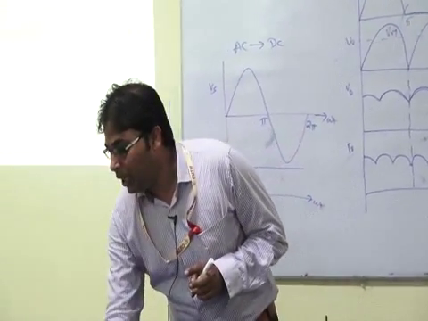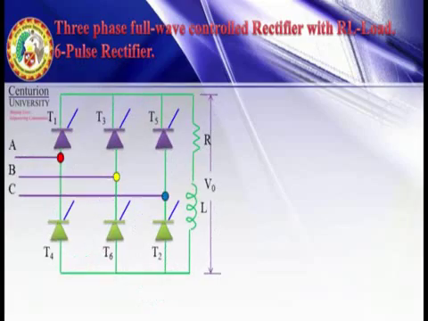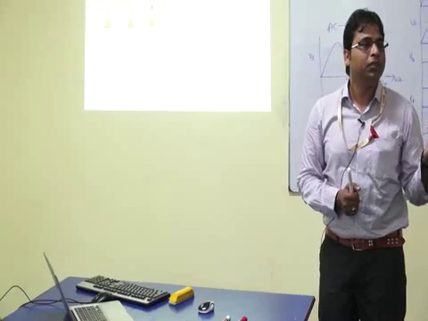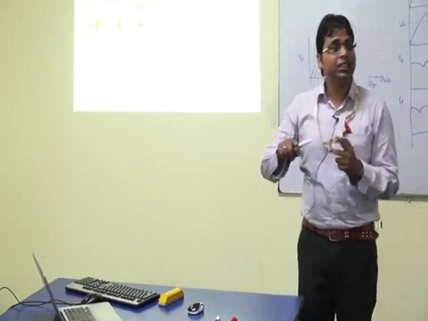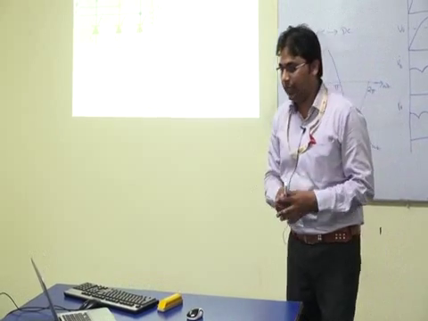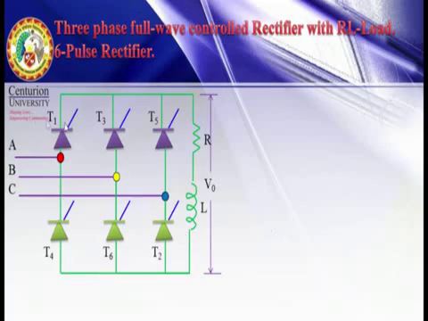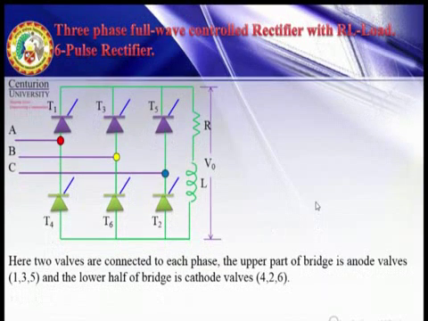Now let us go to the circuit diagram. So this is the circuit diagram. We have 6 thyristors here. In 3 pulse, how many thyristors do we have? 3. So instead of this, now we have 6 thyristors. The upper ones are T1, T3 and T5. The lower bridge is T4, T6 and T2. So 2 valves are connected to each phase.